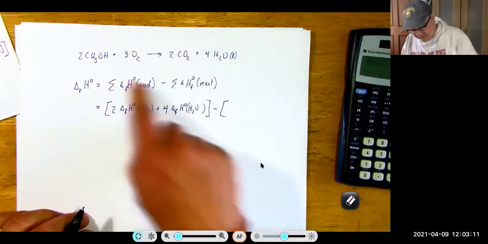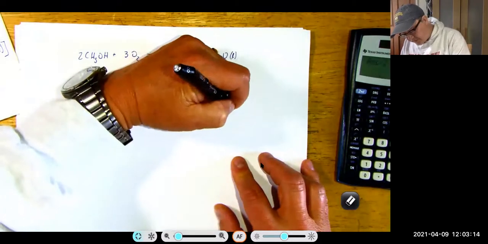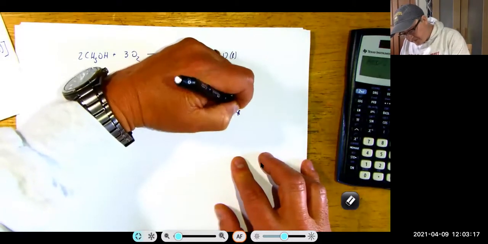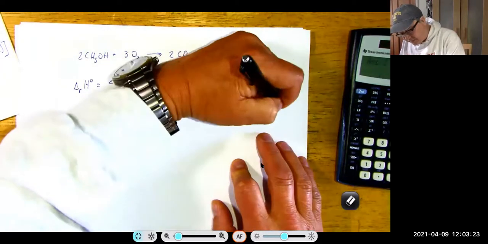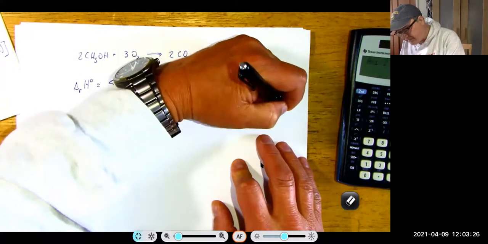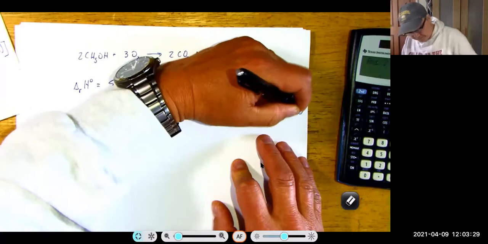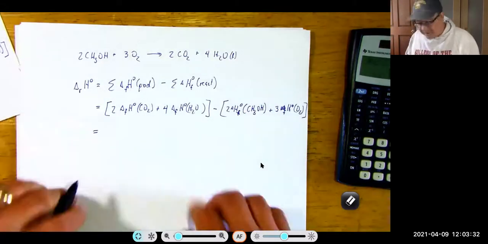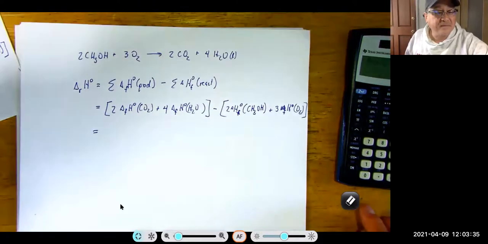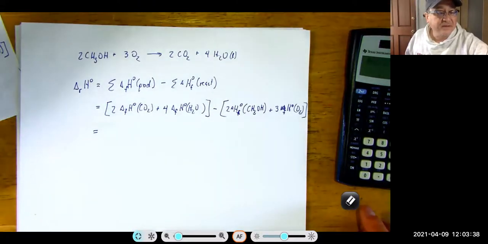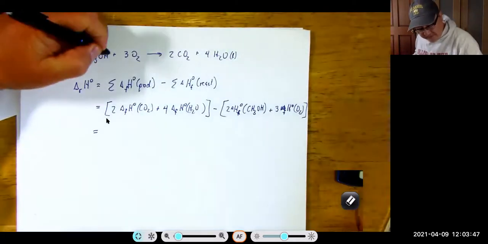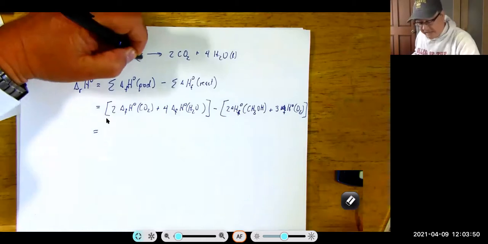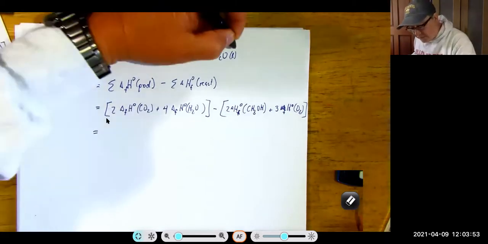Minus 2 times the enthalpy of formation of CH3OH and 3 times the enthalpy of formation of O2. So when we look up these enthalpies of formation, we're supposed to use gas for this guy, gas for this guy, gas for this guy, and gas for this guy. We're doing it gas all the way around.